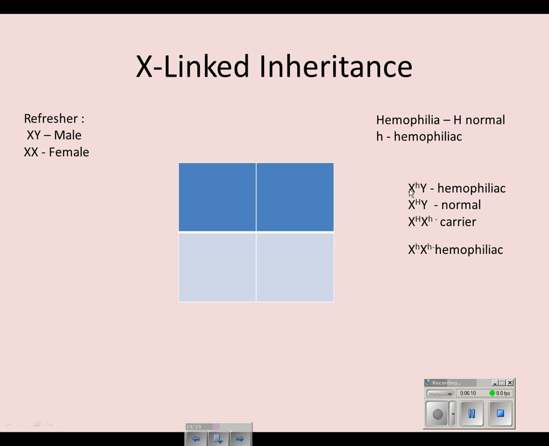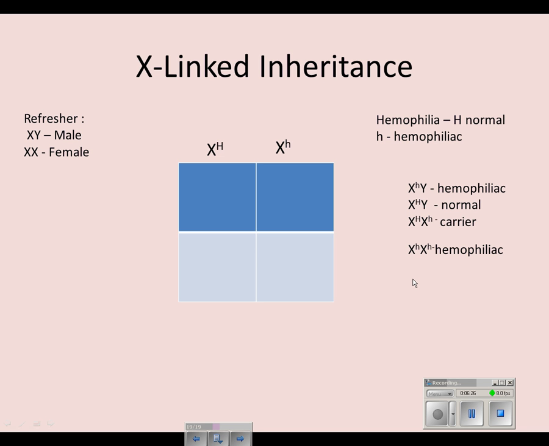So here we could see this X and the little h is going to represent hemophilia, and Y, this male is a hemophiliac, but this male is normal. This female here with the capital H and the little h is a carrier, and if she had two little h's on her X chromosomes, then she'd be a hemophiliac.